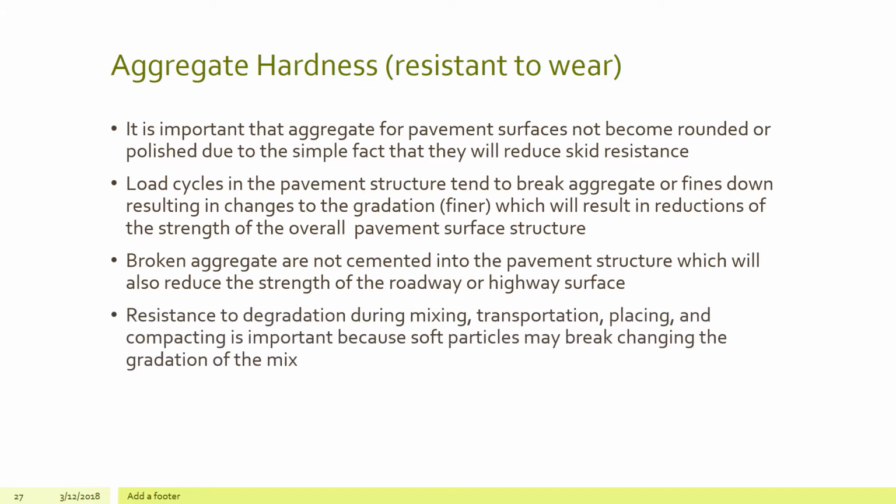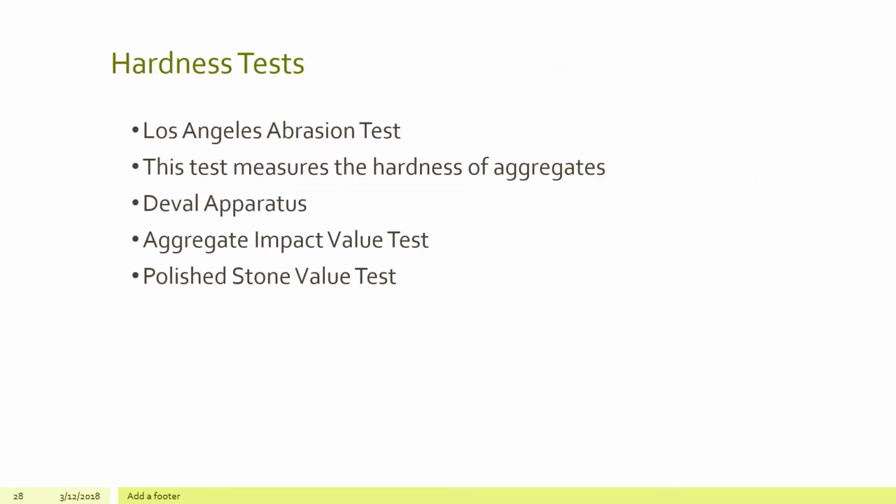Resistance to degradation during the mixing, transportation, placing, and compacting is important because soft particles may break, changing the gradation of the overall mix design. For the hardness test, of course, we have the Los Angeles abrasion test. The test measures the hardness of the aggregates. The Deval apparatus, the aggregate impact value test, and the polished stone value test are others that we could look at or use.